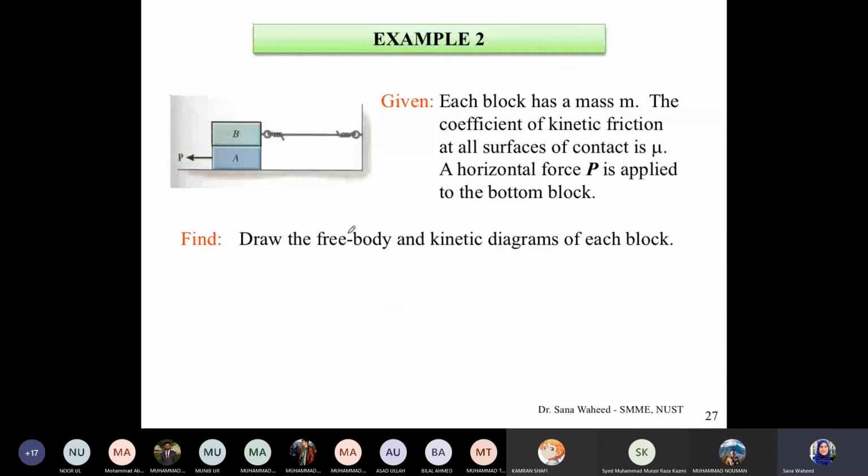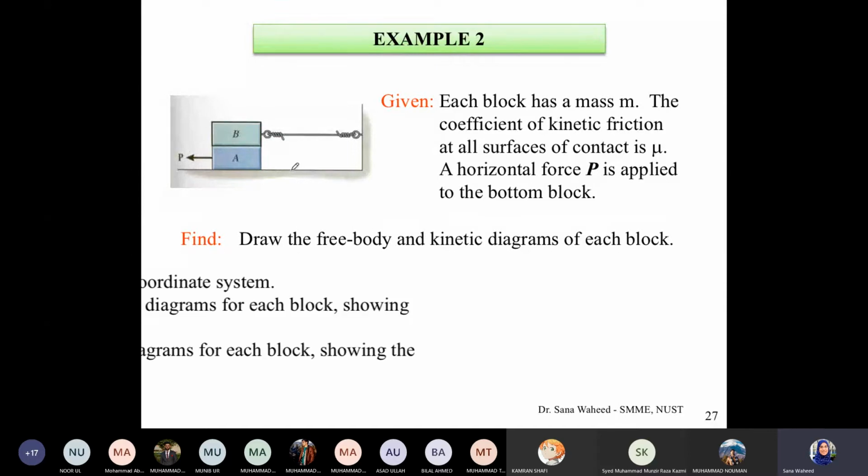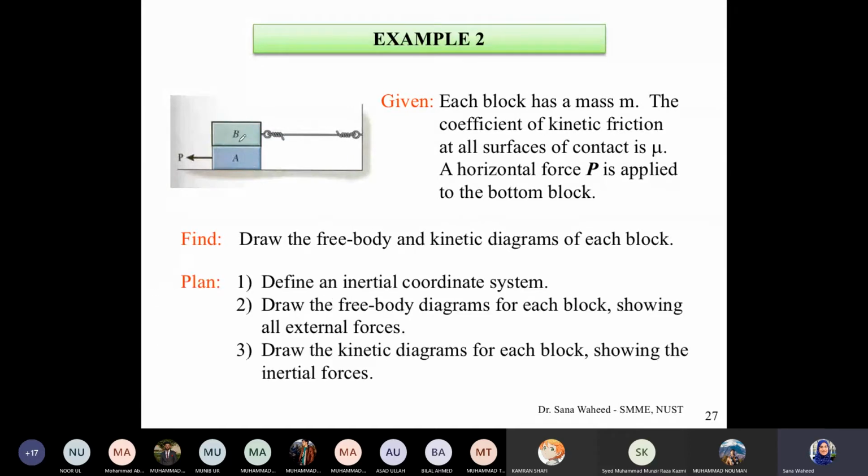Now let's take a look at a little bit more complicated example of, again, drawing the free body diagram, kinetic diagrams. So we have two blocks, each block with a mass of m. The coefficient of kinetic friction at all surfaces of contact is mu. A horizontal force P is applied to the bottom block. And now we want to draw the free body and kinetic diagrams for each of the blocks. So we'll consider them separately, each block, not the entire system, but each block.